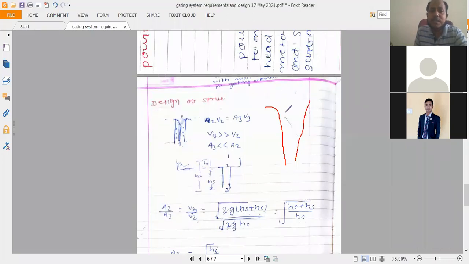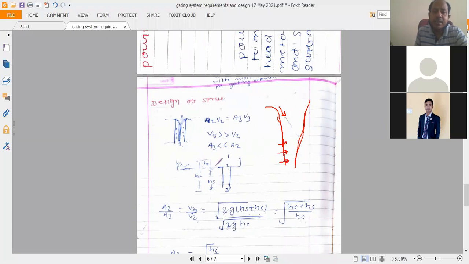After the pouring basin, the metal goes to the sprue. The sprue is generally a vertical column with a circular hole, where the molten metal enters first, and then it goes to a decreasing section. So we make it a decreasing, or tapered, section so that the area decreases. If the area decreases, the velocity will increase.